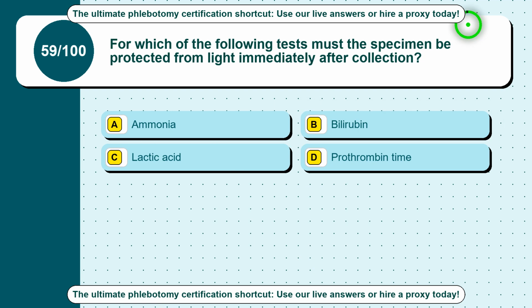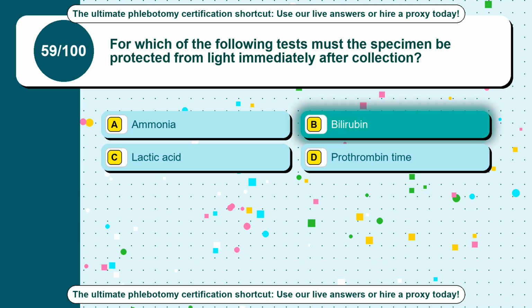Question 59. For which of the following tests must the specimen be protected from light immediately after collection? Option A. Ammonia. Option B. Bilirubin. Option C. Lactic acid. Option D. Prothrombin time. The correct answer is option B. Bilirubin.